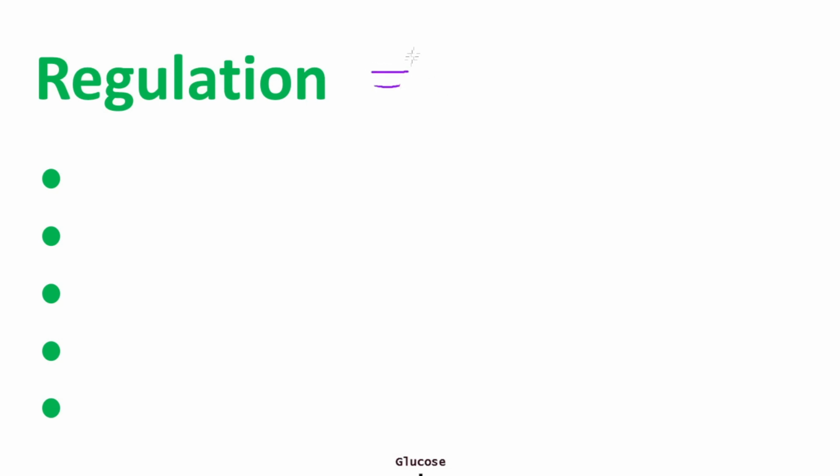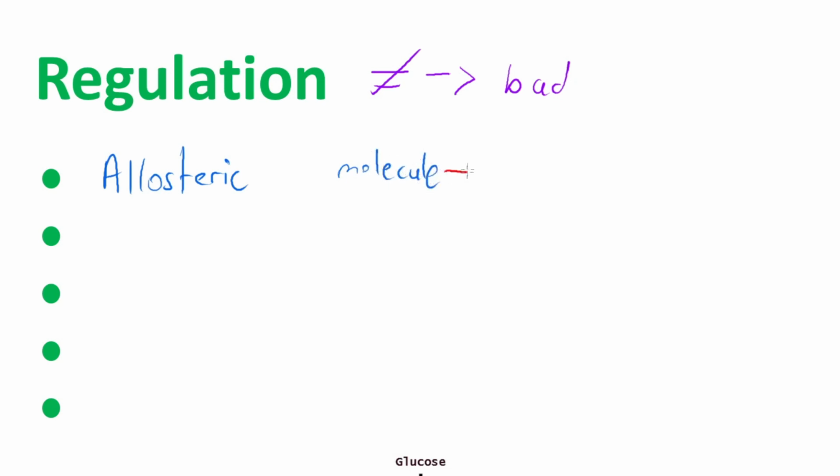So if no regulation, it's bad. So in glycolysis, obviously, we have regulation. And some ways we can achieve regulation are the following. Firstly, we have allosteric regulation. Allosteric is when a molecule binds to an allosteric site. So you have an allosteric site, and a molecule binds it, causing a conformational change in the enzyme, and now the enzyme has a lesser affinity to what it is supposed to catalyze.